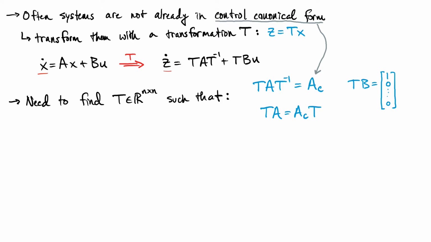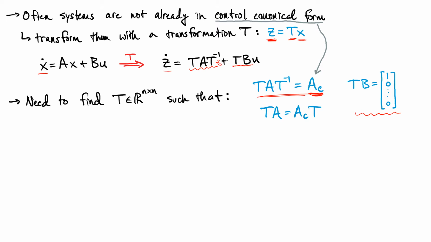So what we're doing is essentially designing this new state z to be a linear combination of the existing states x. And what we want to make sure is that this A matrix, there should be a z here, is in fact in control canonical form. So that's what I mean by this equation. And likewise, this new B matrix is in the control canonical form for the B matrix, and so it's a 1 followed by zeros.